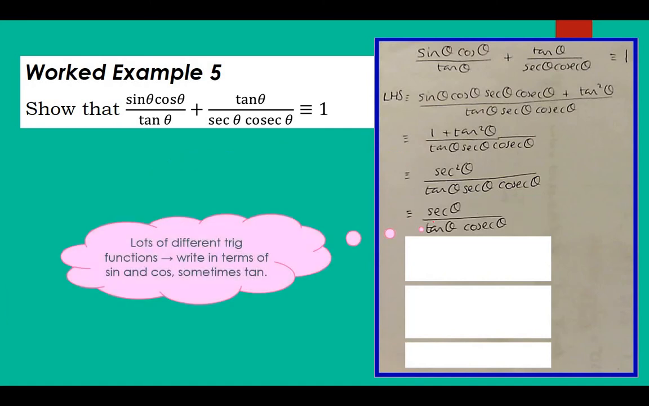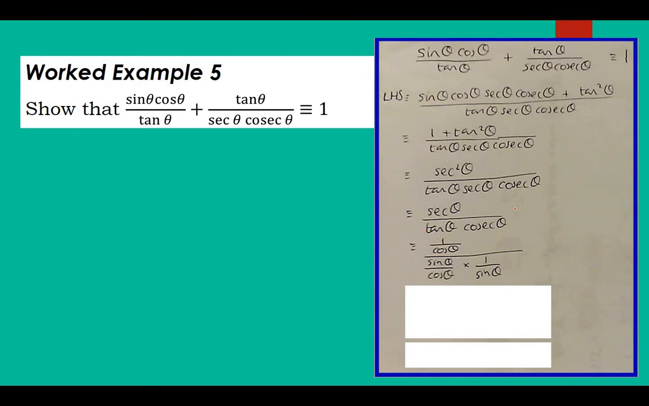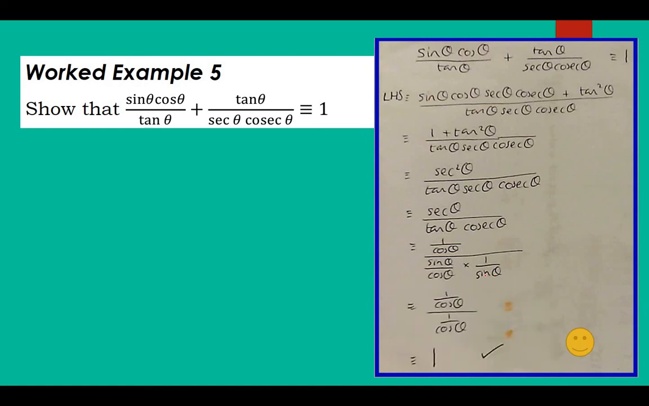but we still have lots of different trig functions mixed together there. Let's write it in terms of sine and cos. On the top we've got a fraction over a fraction, but on the bottom we can cancel those sines, and then these match, so that does indeed give us 1.